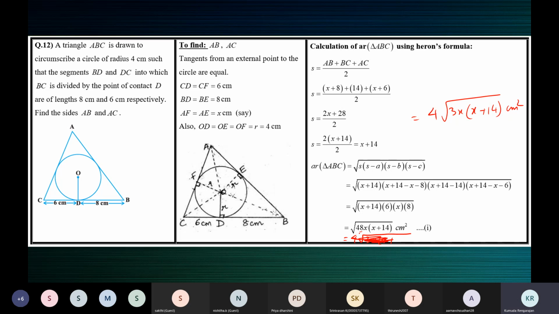Because 48 is what? 48 is 16 threes are 48. So 16 threes are, meaning 16 will come out as its square root, which is 4. You can also write it as 4 root of 3x into x plus 14 centimeter square. I've just left it with the root of 48x into x plus 14 centimeter square.